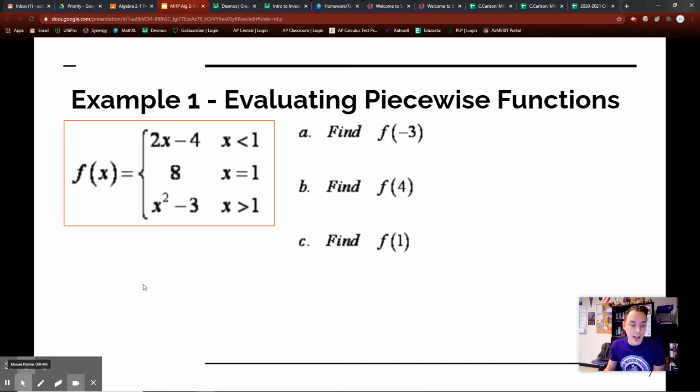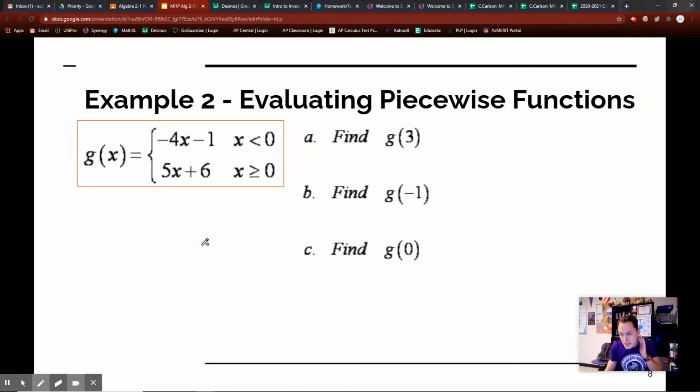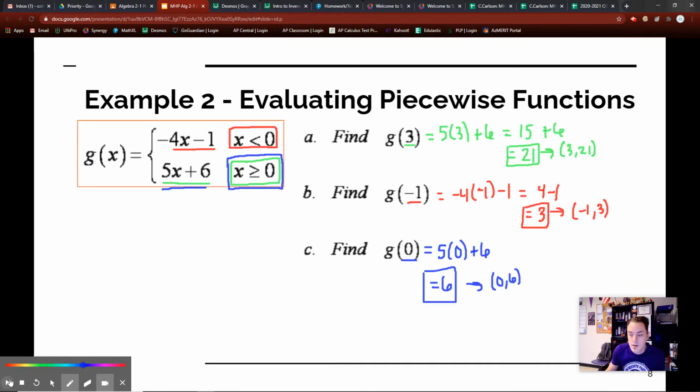So let's continue on with evaluating here. Go ahead and try to pause the screen. Pause it. See if you can come up with the same answer. I'm going to work it out. I'm going to then briefly explain the evaluation process again and see if you can get the right answer. Okay, so these are the answers.